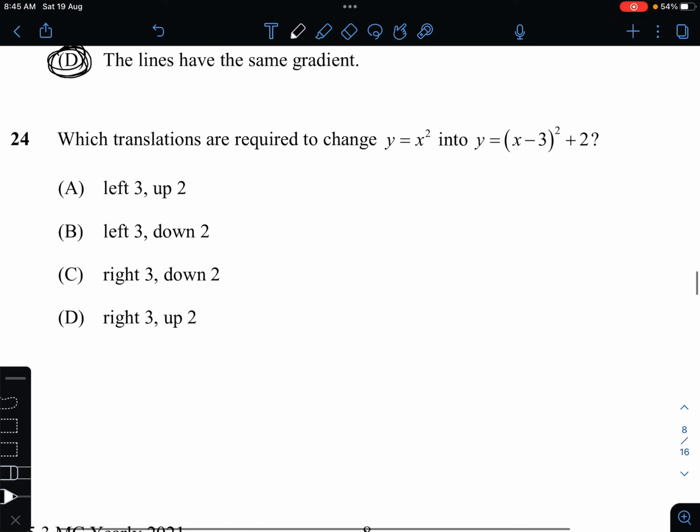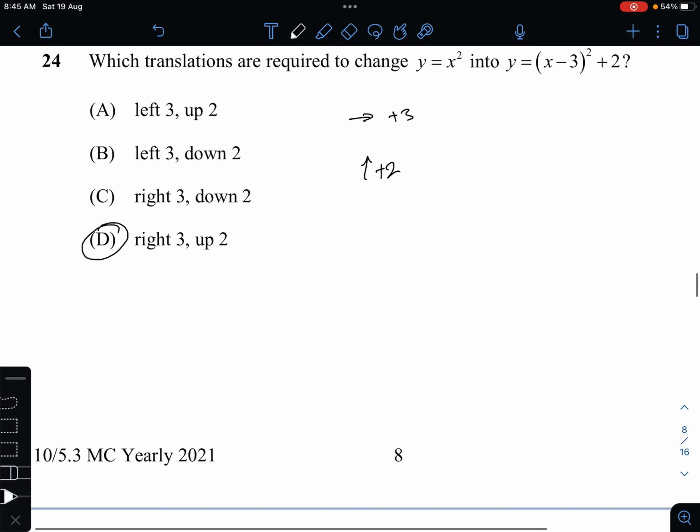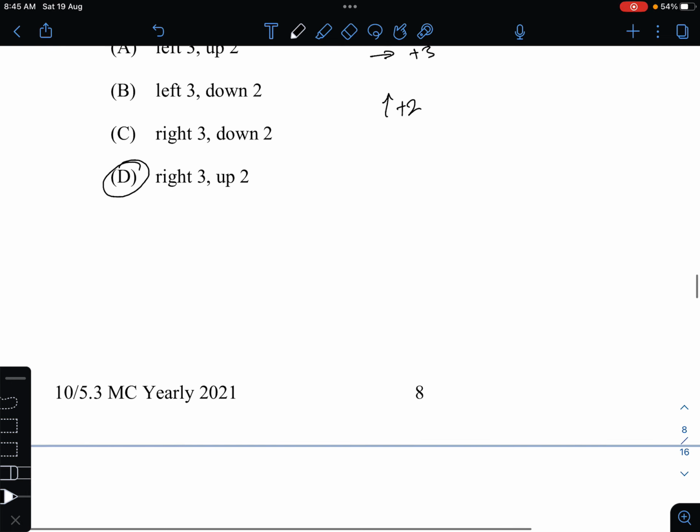Question 24, which translations are required to change y equals x squared into y equals (x minus 3) squared plus 2? We just went over this today. Remember, on the inside, if you have x minus 3, that's going to be moving 3 to the right. And if you have plus 2, it's moving up by 2. So 3 to the right and up by 2. So D. Again, I would explain that, but we just went through it today.